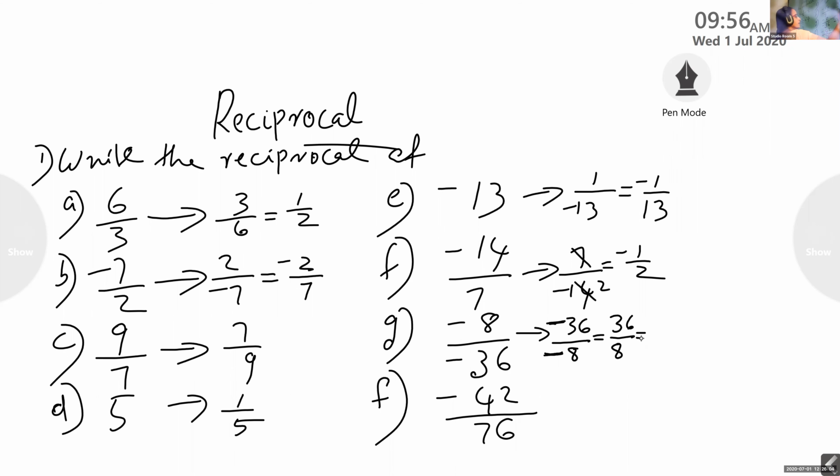Simplify it. So we can write 18 divided by 4. Again 2, we can cancel. This is 9 by 2. So it is 9 by 2.